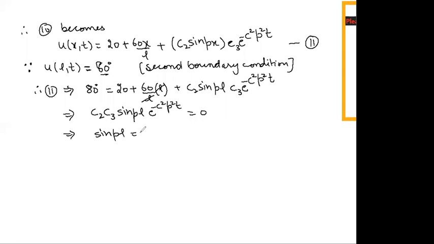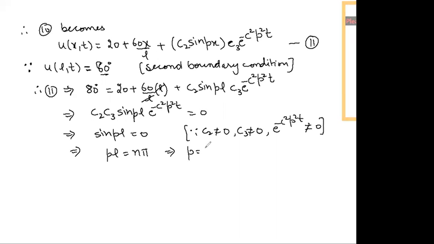As we have done in the wave equation also, sin PL is 0, because C2 is not equal to 0. If C2 is 0, the second whole term becomes 0. C3 is not equal to 0, otherwise this will become 0, and e to the power minus c square p square t is also not equal to 0. So sin PL is 0. You know that if sin theta is 0, then theta is n pi. From here, I will have P equal to n pi by L.